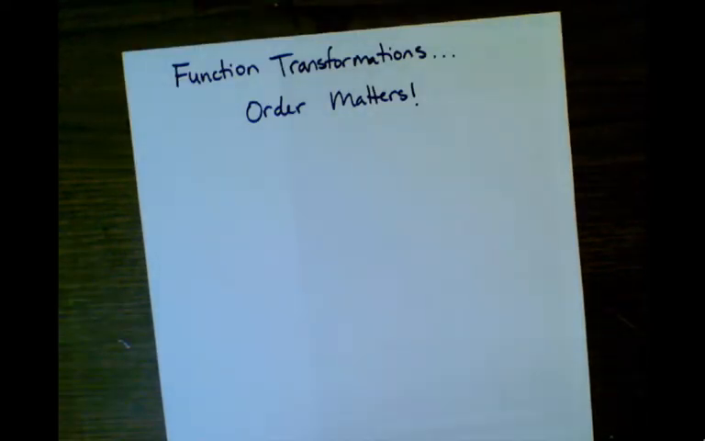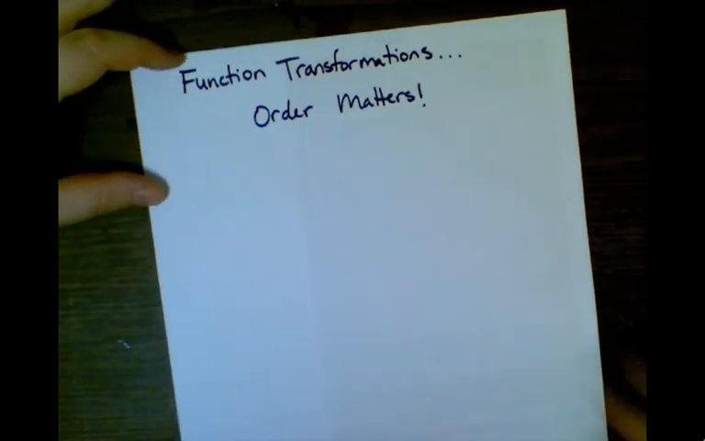Also, I want to point out that if you have transformations that affect your x values and transformations that affect your y values, that's okay. They don't interact with each other. Like you could do all of your x transformations and then do your y transformations, or all of your y transformations and then do your x transformations. They're not going to mess with each other. It's when you have two transformations that affect the same variable that you have to worry about which to do first.